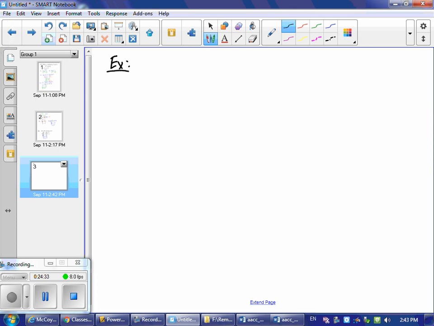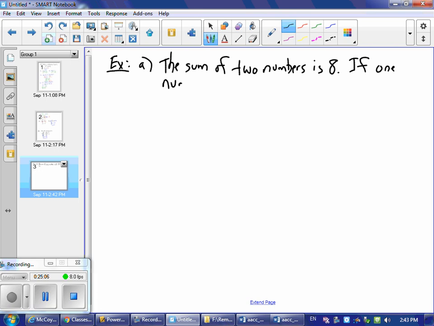All right, and the hardest part about the word problems, obviously, is understanding the vocabulary that goes with it and what we're looking for. So the first thing is we're going to write: the sum of two numbers is 8, if one number is 3, find the other.